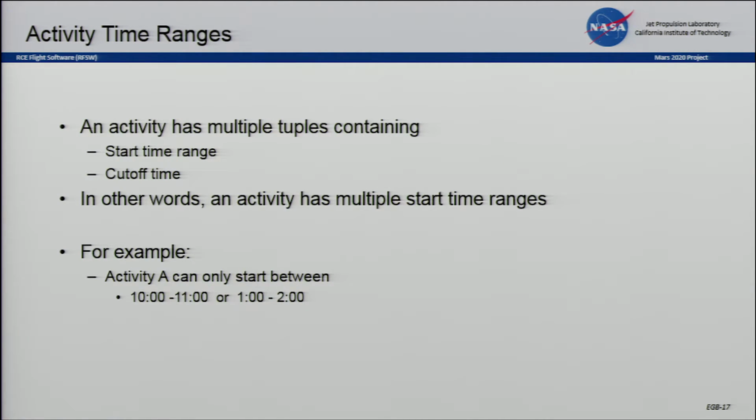Additionally, we need to tell the scheduler when an activity can possibly run. And we can constrain that. We can give it various constraints on the start time. We can say, let's start between 10 and 11 or between 1 and 2, something like that. So we can have multiple start time ranges. We also have a cutoff time as well.